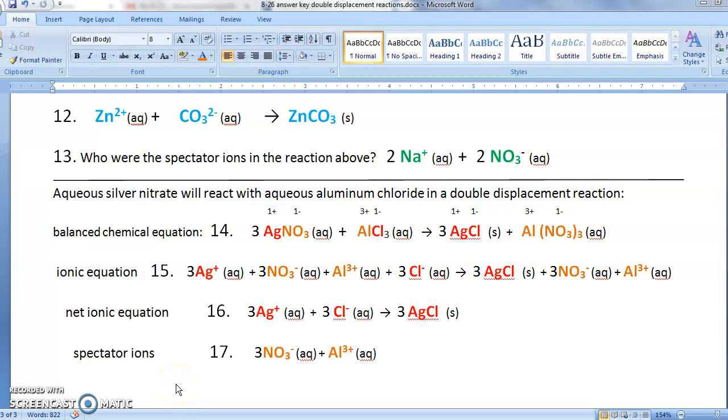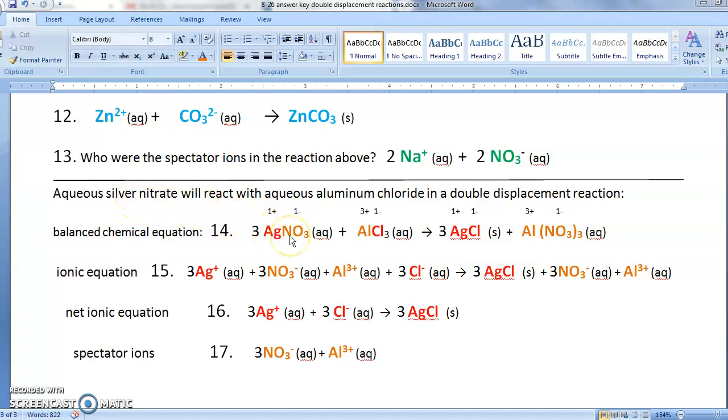Alright, ladies and gentlemen, we're on to our last help video for 8-26. This help video will focus on our last equation, numbers 14 through 17. In our last equation, we have aqueous silver nitrate.